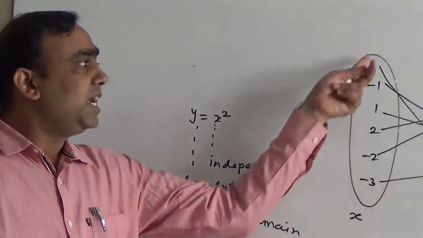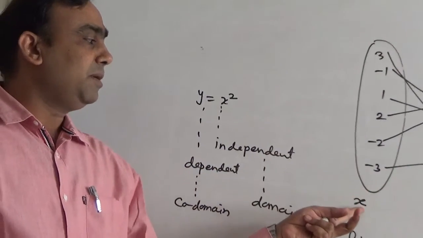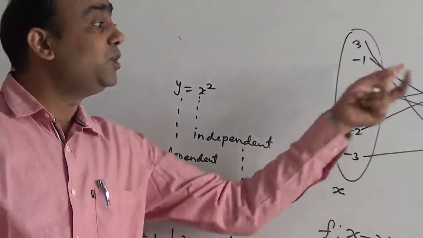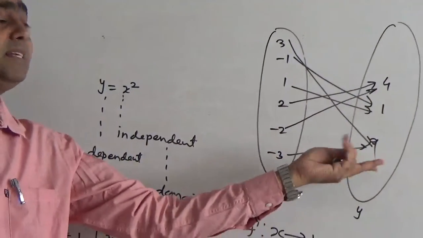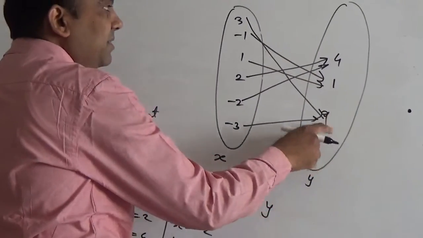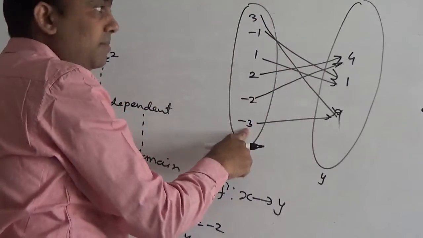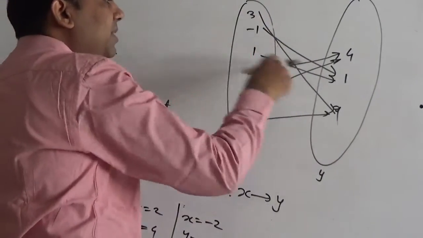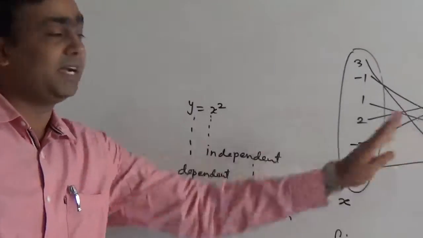Why? Because every member of the domain or every member from the x side is related to a unique member on the y side. But that restriction is not there on y. Here I can say that 9 is having two pre-images, 3 and minus 3. But 3 and minus 3 are having only one image, that is 9.